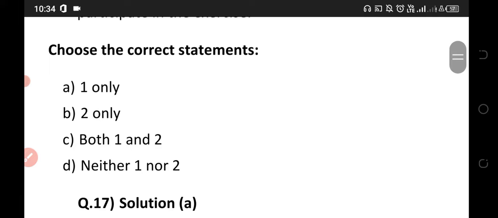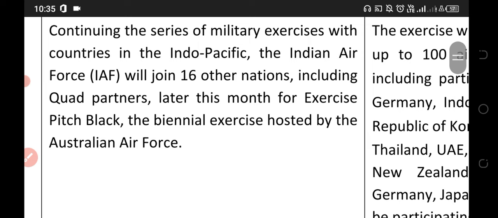Continuing the series of military exercises in countries in the Indo-Pacific, the Indian Air Force will join 16 other nations, including Quad partners, later this month for Exercise Pitch Black. The biennial exercise is hosted by the Australian Air Force.